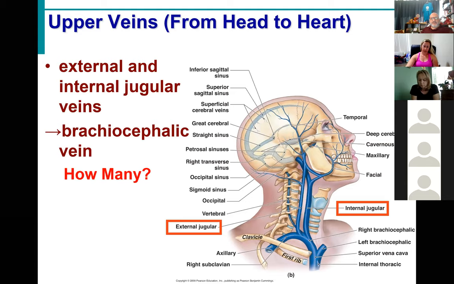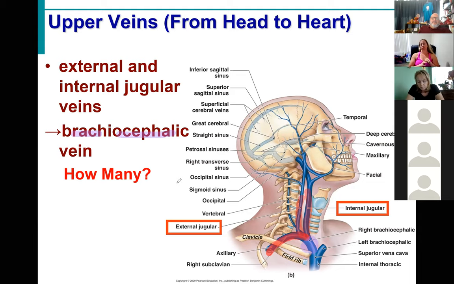All right, excellent. So like we said, the internal jugular comes from the inside of the skull. The external jugular comes from the outside, draining the superficial. The jugulars meet up with the axillary and subclavian. And when you have the veins from the arm and the veins from the head coming together, what blood vessel do you form? The superior vena cava. Before the superior vena cava, the brachiocephalic. Brachiocephalic, because the blood vessels of the arm and the head form the brachiocephalic vein. How many brachiocephalic arteries did we have?